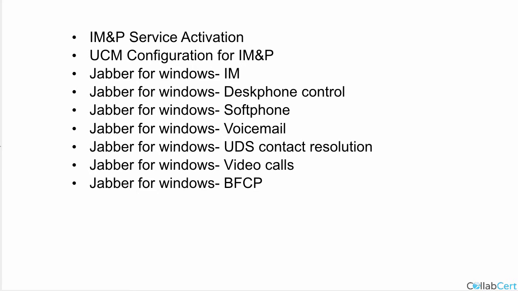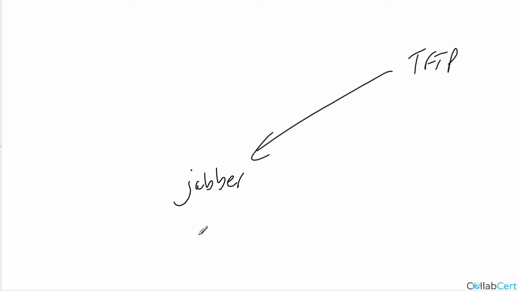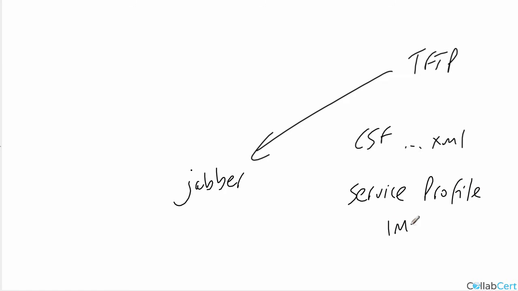So in terms of the UCM configuration, what are we going to be doing? Well, first of all, the Jabber for Windows client pulls down information from two sources. It pulls it down from the TFTP. So if we were using Softphone, there'll be a configuration file, a CSF XML file. We will also be pulling down all the information in our service profile that's assigned to the end user. So that will be the IM&P box, the voicemail server, for example, the CTI manager if it was Deskphone control. Okay, so the TFTP is very important.